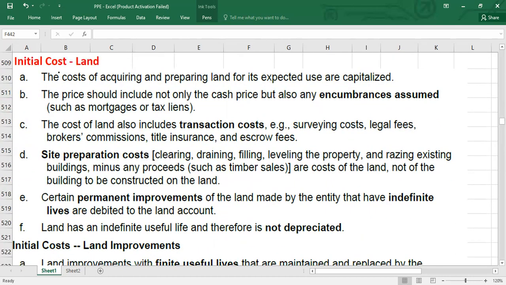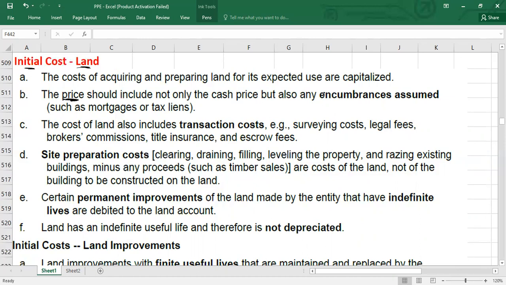Okay. So here we have a very important topic now. We are going to talk about the initial cost for land. If you are going to buy land, what will be the part of the cost of land? First, it might include the purchase price, which you are going to pay to the seller. That will be part of the cost of land.